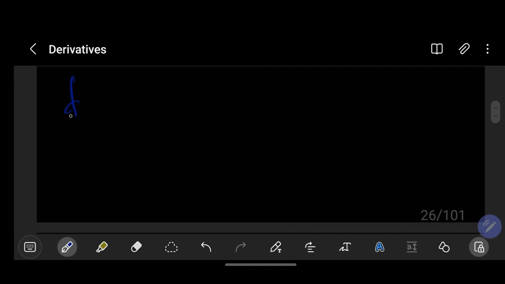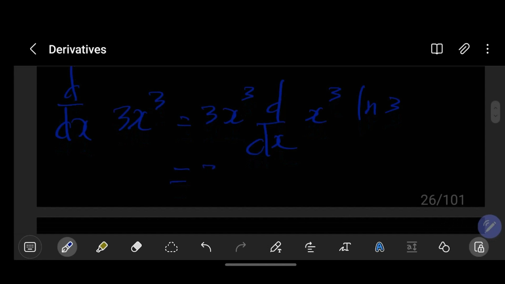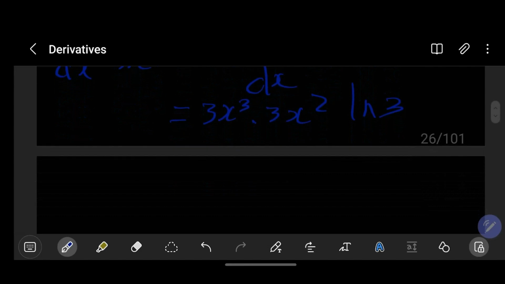So let's go with d/dx of 3 to the x cubed. That's then equal to 3 to the x cubed times d/dx of x cubed times ln of 3. So that is now 3 to the x cubed multiplied by 3x squared ln of 3. And you can simplify this, right? So 3 to the x cubed multiplied by 3x squared, you can simplify that further. So let's take one more.